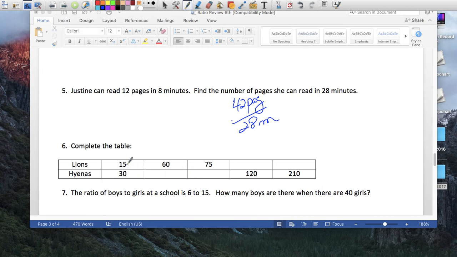Okay. Complete the table. You're going to get, so this one is, if you look up and down, you know, it's times 2. From 15 to 30 is times 2. So if you're going down, it's times 2. Times 2, 150. And if you're going up, it's going to be divided by 2, 60. And 105.